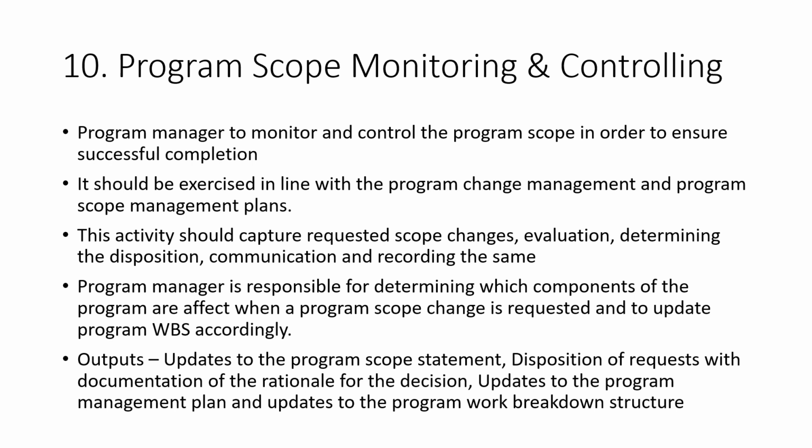The activity should capture requested scope changes, their evaluation, determine the disposition, and communicate and record the same. The program manager is responsible for determining which components of the program are affected when a program scope change is requested, and for updating the program WBS accordingly. The outputs of program scope monitoring and controlling are updates to the program scope statement, disposition of requests with documentation of the rationale for the decision, updates to the program management plan, and updates to the program work breakdown structure.